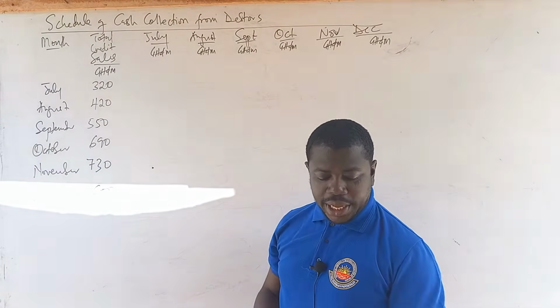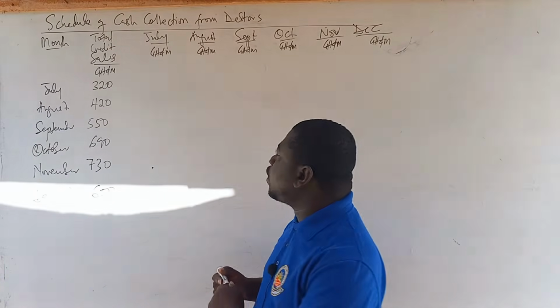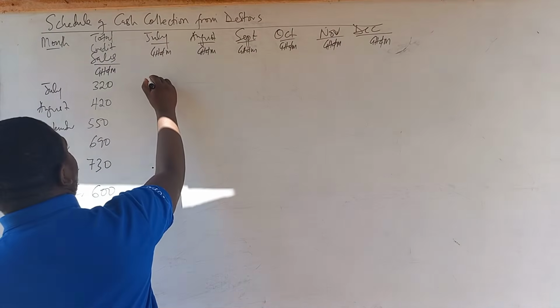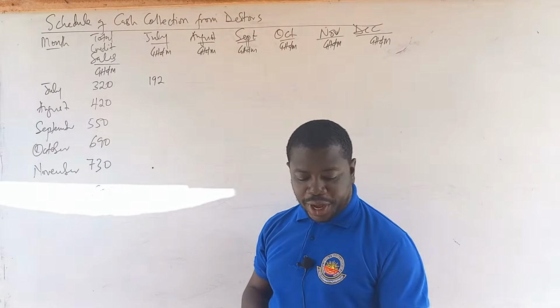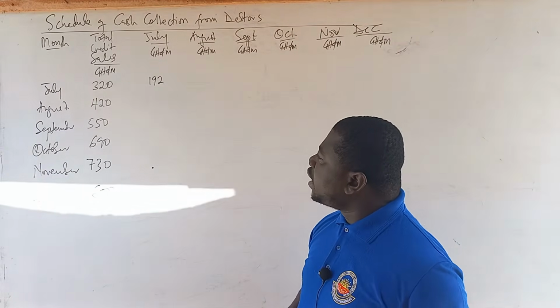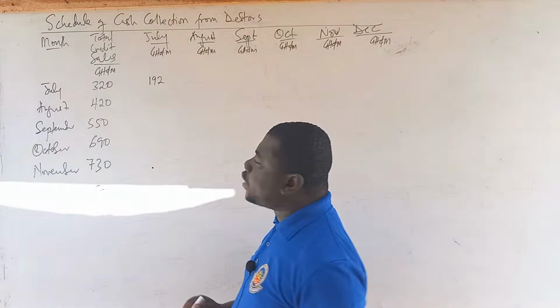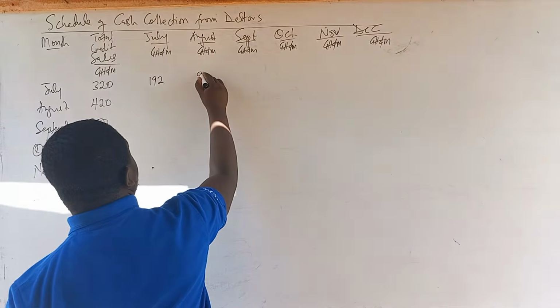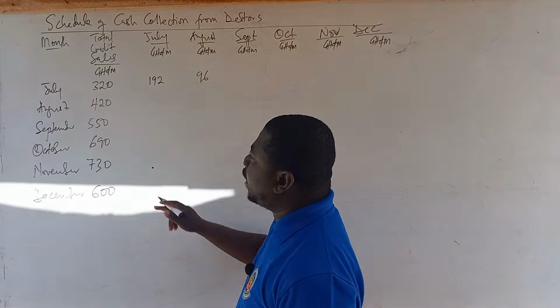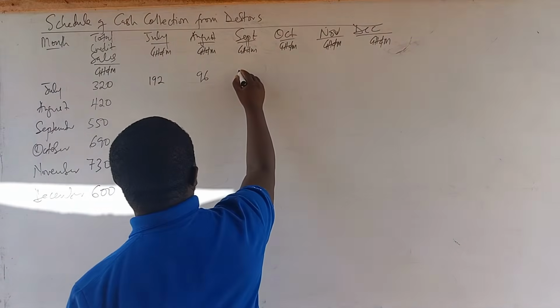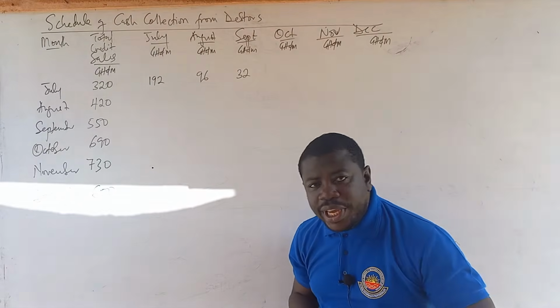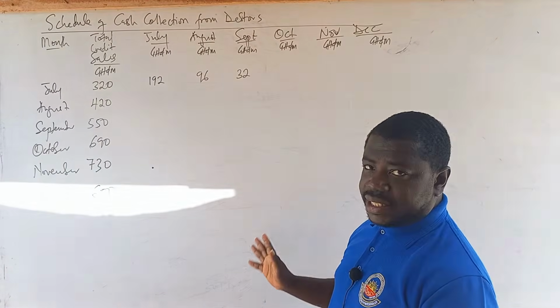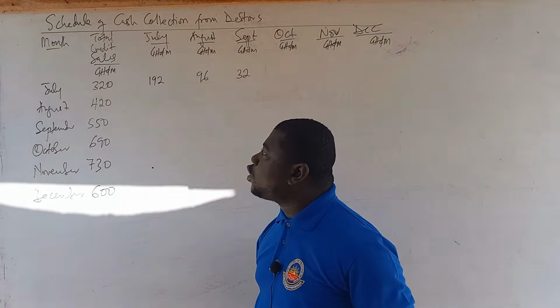So let us begin. In July, 60% of 320 is 192, so we put that under July. Then we find 30% of 320, which is going to be 96. And finally, 10% will be 32. So we are done with July. When you present your work this way, it becomes very simple and understandable. Then we move into August.